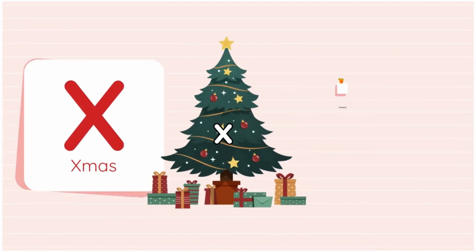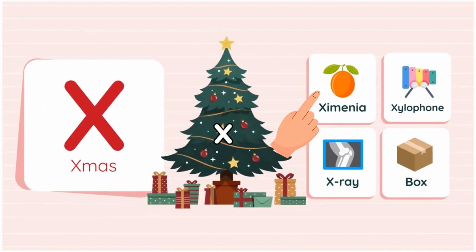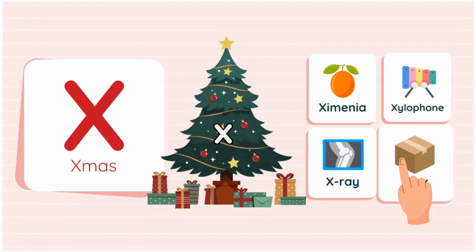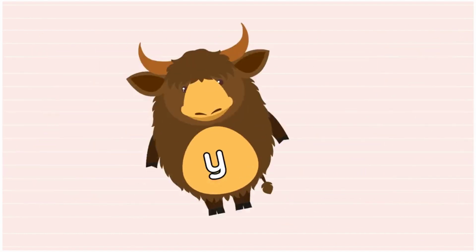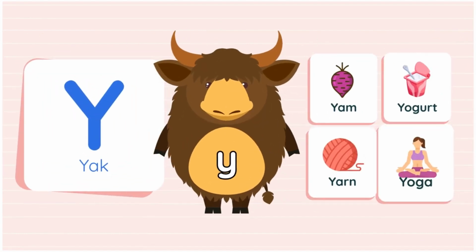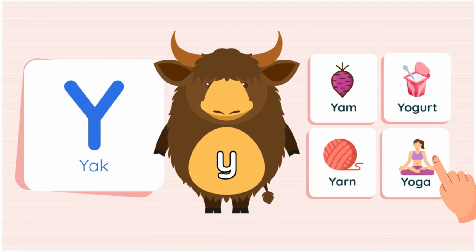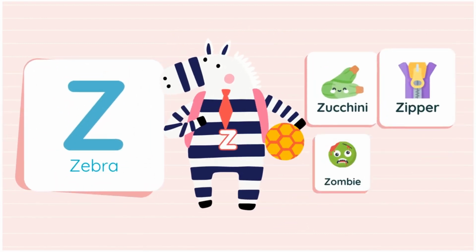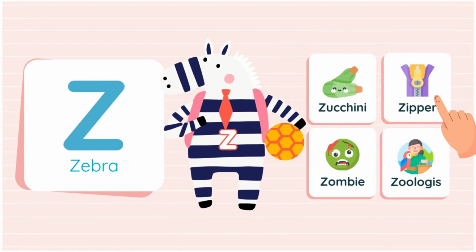X is for Xmas, xymenia, xylophone, box, X-ray. Y is for yak, yam, yogurt, yoga, yarn. Z is for zebra, zucchini, zipper, zoologist, zomble.